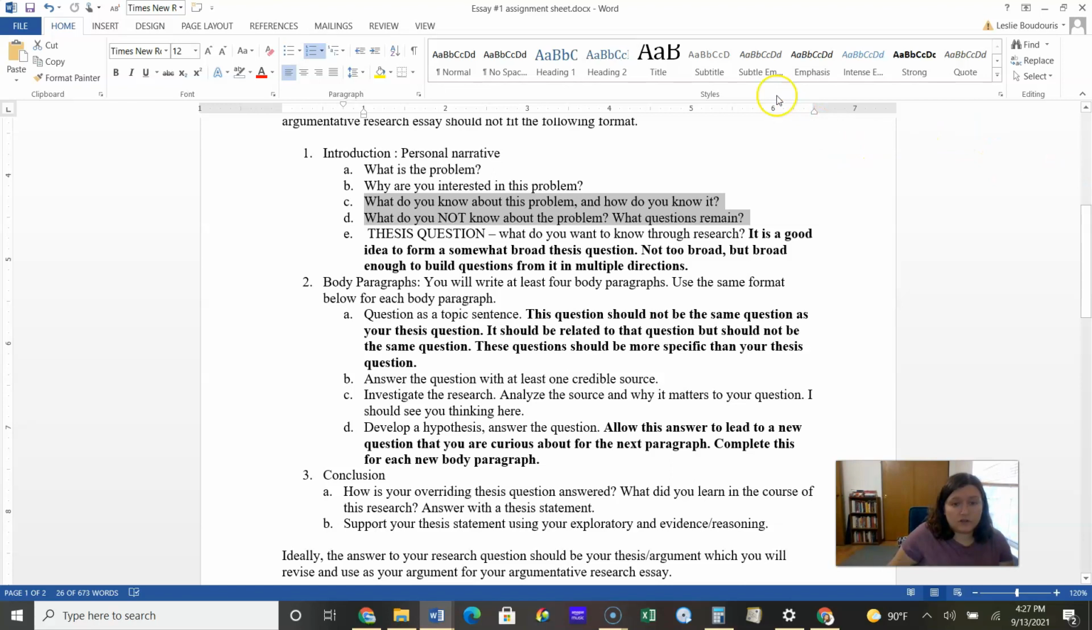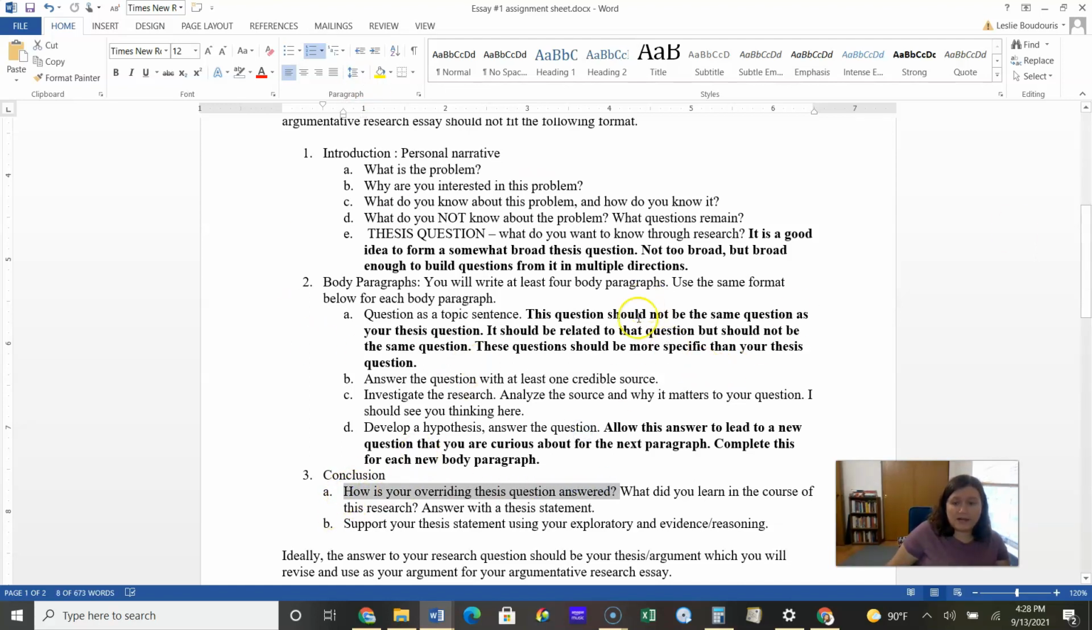And then, for your introduction, you should also write a thesis question. What do you want to know throughout your research? You should have a pretty broad question here, but not too broad. Throughout the essay, all the smaller questions that you ask and answer will ultimately lead to an answer of this ultimate question. So your goal throughout your exploratory essay, at the end in your conclusion, is to answer those overriding questions, as you can see through this.